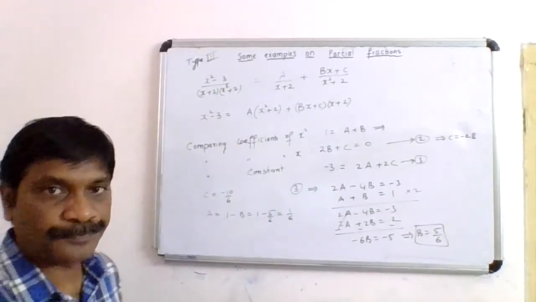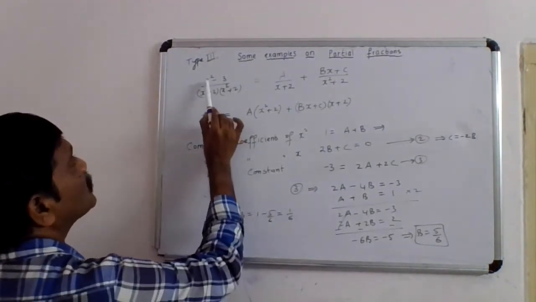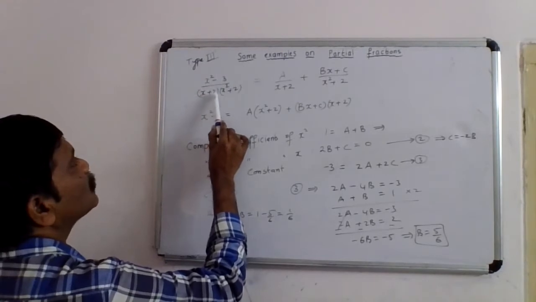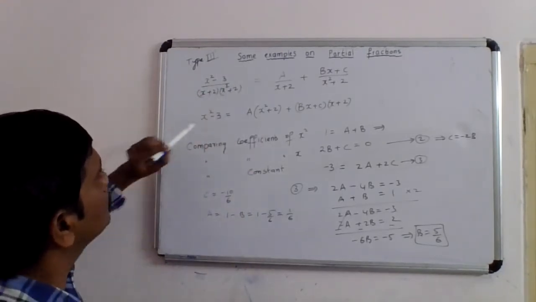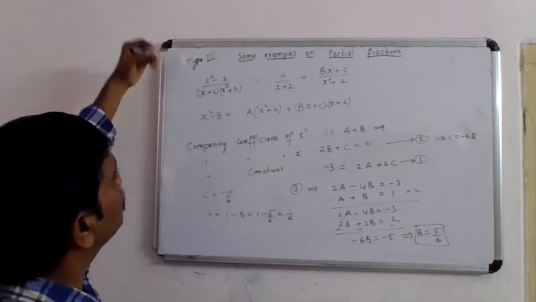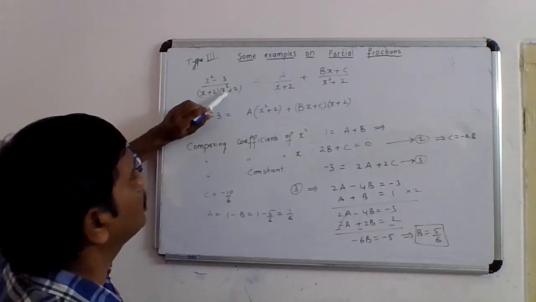And now see type 3 problem. (x square minus 3) by (x plus 2) into (x square plus 2). So the main difference is when you compare with type 1 and type 2, we have a non-linear factor here.